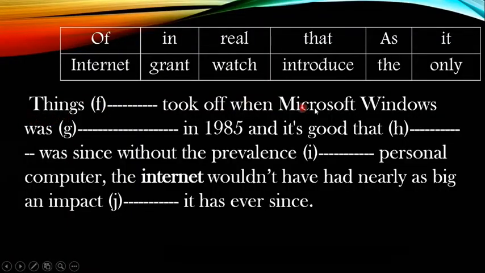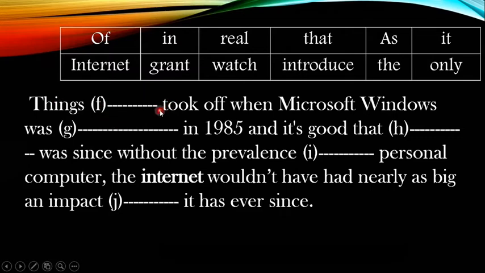Things ___ took off when Microsoft Windows was ___ in 1985, and it's good that ___ was, since without the prevalence ___ personal computer, the internet wouldn't have had nearly as big an impact as ___ it has ever since. It's a big sentence, so we have to act carefully, my dear students. Let's check out. First of all, things ___ took off. Things is the subject, and then we have a verb. Then what can come between this subject and verb?